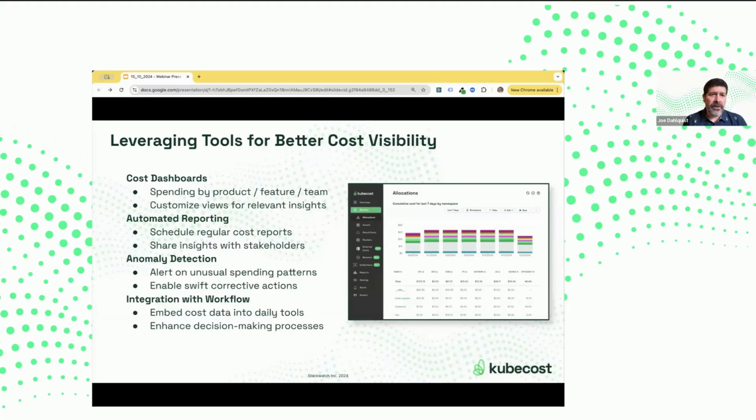Nobody wants those surprises. The other thing is integrating tooling with your own workflows, right? Embedding cost data into the daily tools that you're using, the daily reports that you're getting, enhancing all of your decision making with data-driven insights. So I think those things are great uses for the tooling.